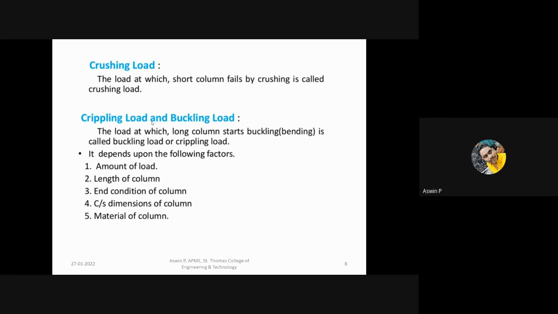Parameters that determine crushing load and crippling load. Parameters determine crippling load and crushing load, or crushing load and crippling load.